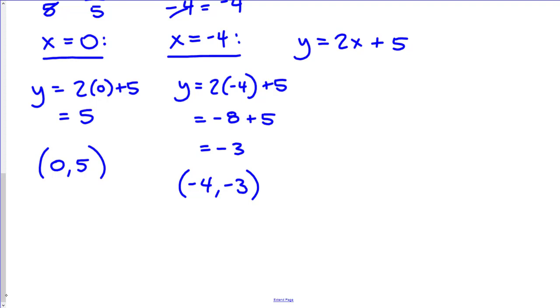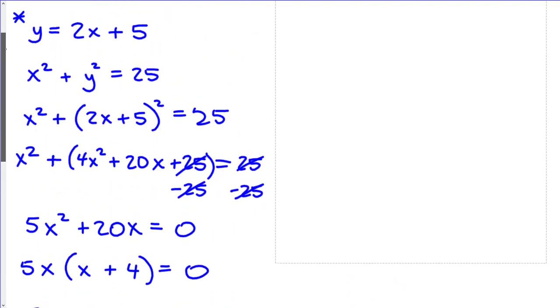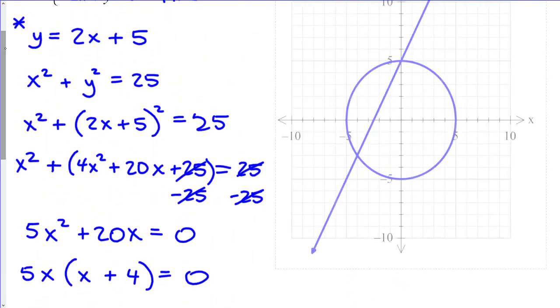Now, to verify this, let me draw this system for you and plot these points on that system so that you can see that these in fact are the intersection points of the system. Everything works the way that we would expect it to. I already have that drawn, but I have to scroll back up to see it, and here is that system.